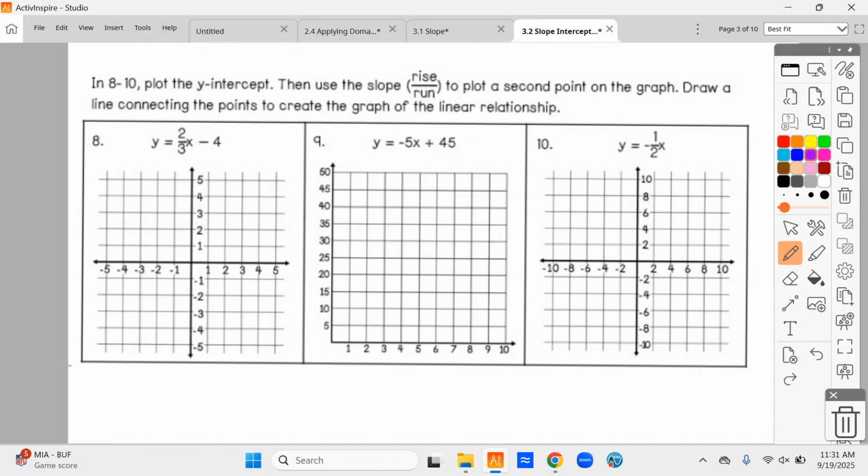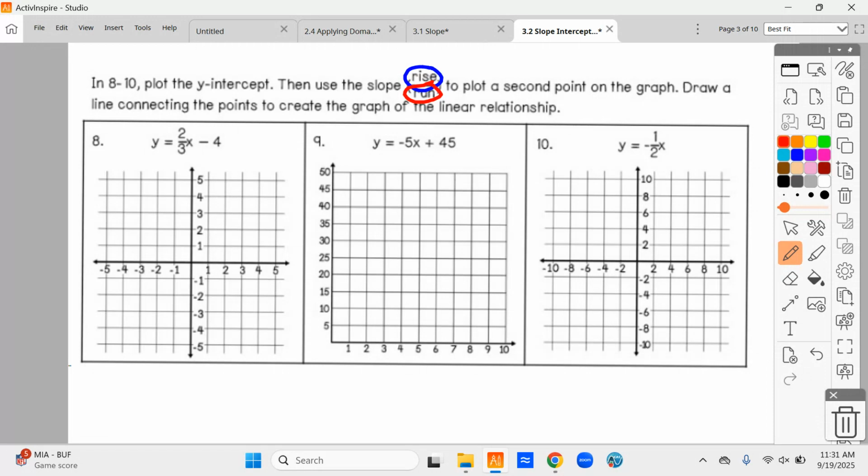All right, go ahead to the back. In 8 through 10, plot the y-intercept, then use rise over run to plot the second point. Keyword, rise, then run. Remember, you can't go for a run in the morning without getting out of bed. That's why rise has to happen first. Okay, draw a line connecting the points to create a graph of the linear relationship.